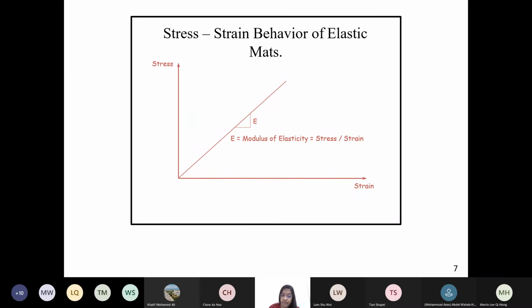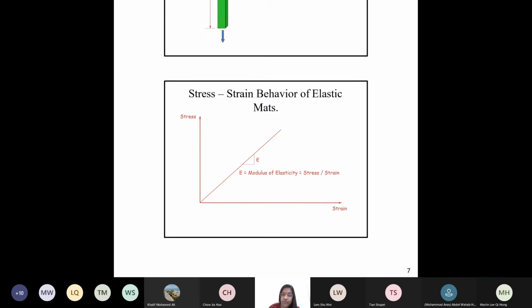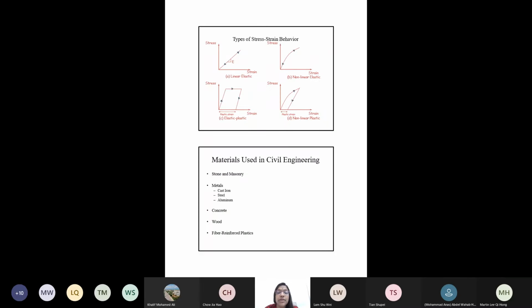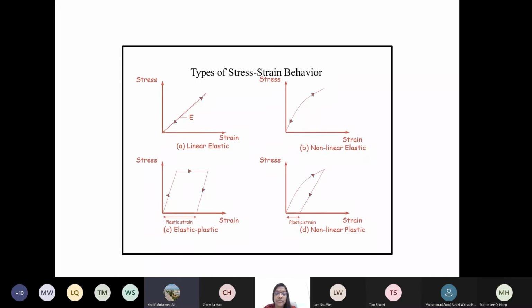Anybody? What is the unit for modulus of elasticity? You know the definition now, stress over strain. What is the unit for modulus of elasticity? What's the unit? Pressure.